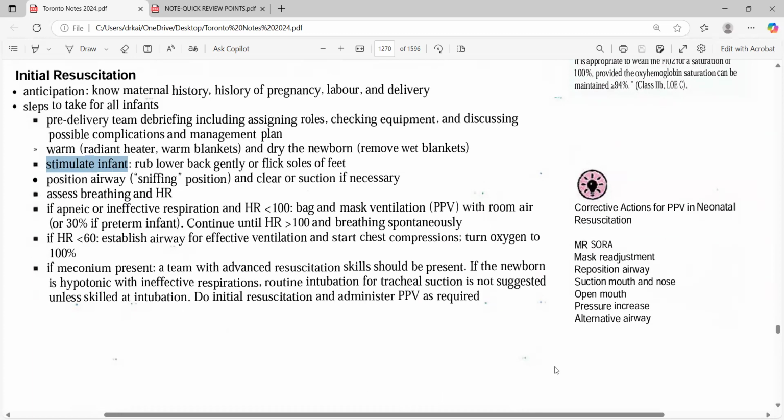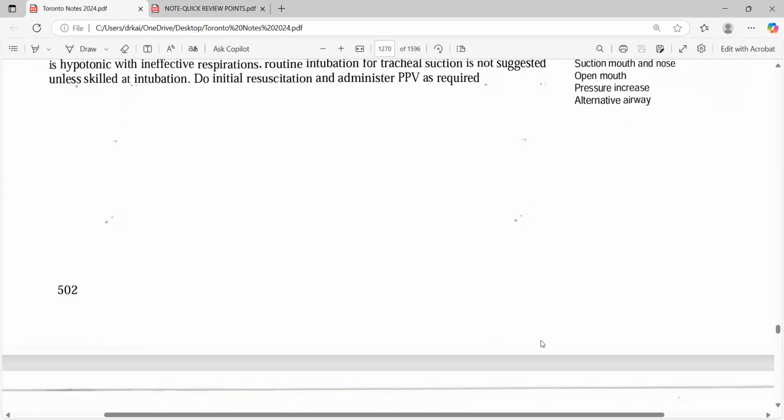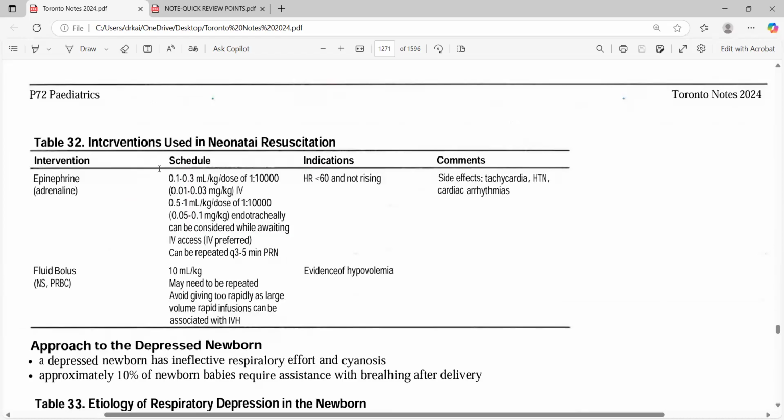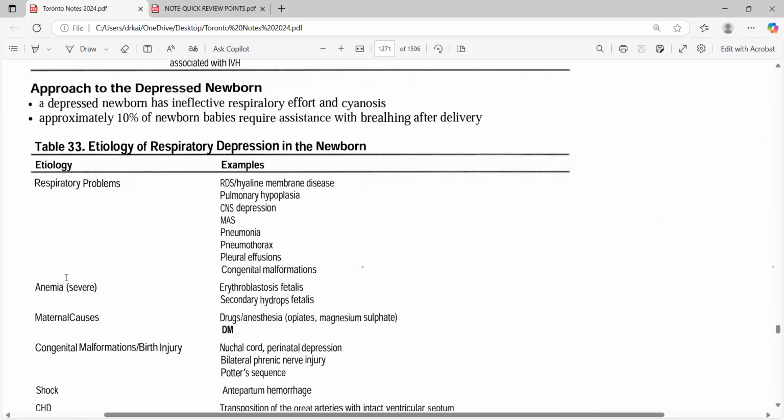So always start with warm because we do forget. I mean, I myself forget. Warm, stimulate, and then go for positioning of the airway. So these are the drugs that you give. What is this one? Epinephrine and then fluid.